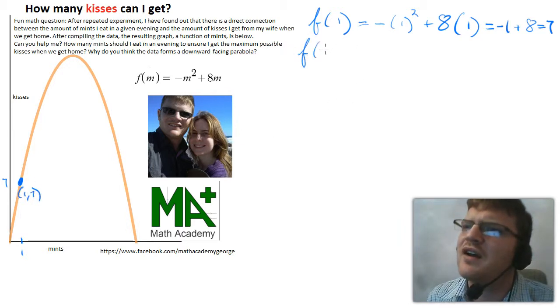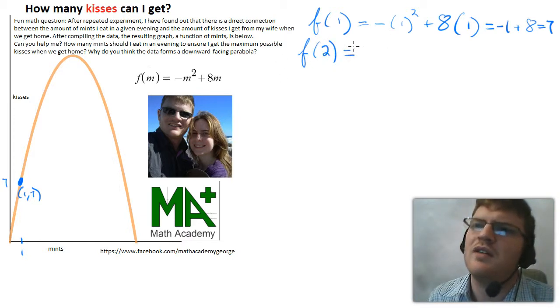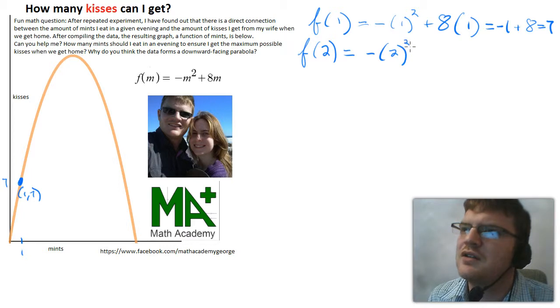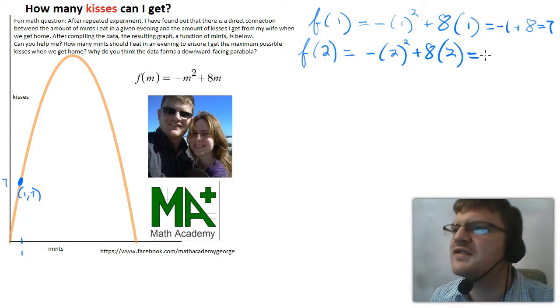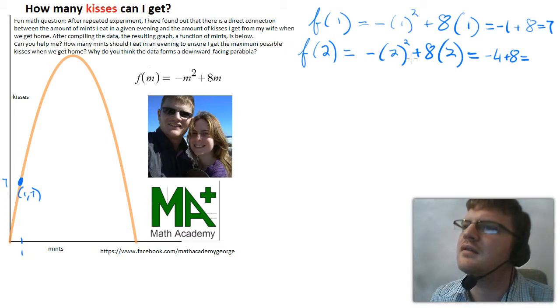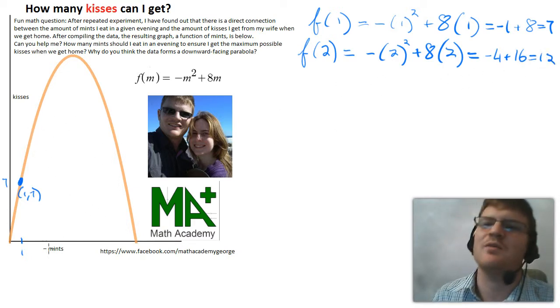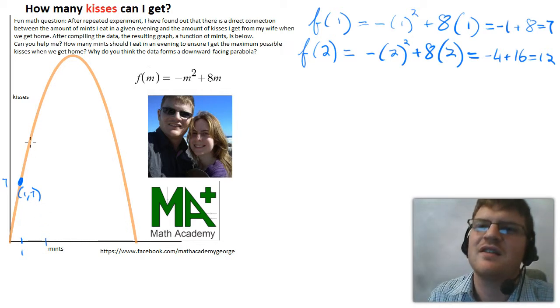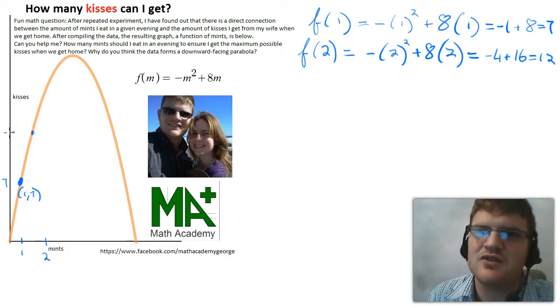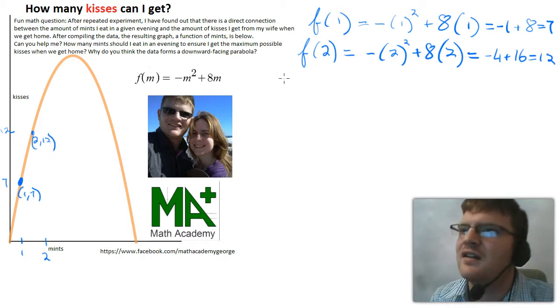So how many will I get if I eat 2 mints? Well, that's minus 2 squared plus 8 times 2. Well, 2 squared is 4, so that's minus 4, and 8 times 2 is 16. Okay, well that's 12. We're making progress here. So if I eat 2 mints, I'll get 12 kisses. So this is 2, here's 12. So this point is 2, 12.